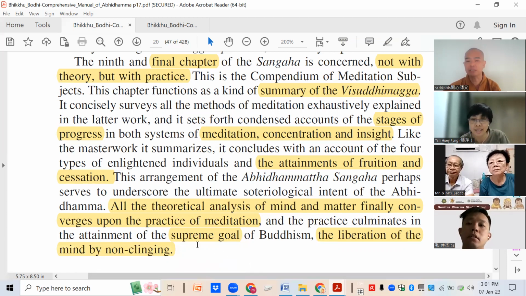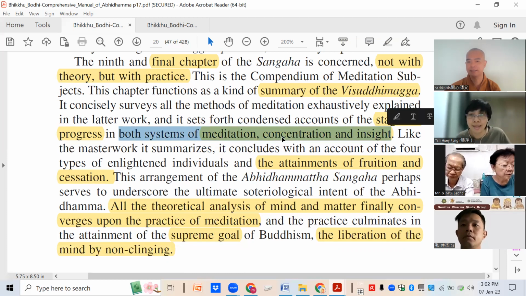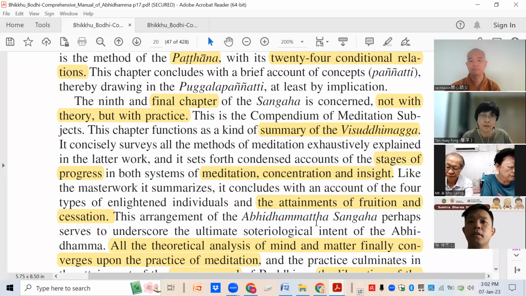So in order to attain the supreme goal, there are two important components we have to practice. What are they? Through meditation, yes, and to turn inwards to look inside. Yes, concentration inside, that's true. So in what chapter is this? The final chapter, chapter 9. Yes, this is the final chapter.